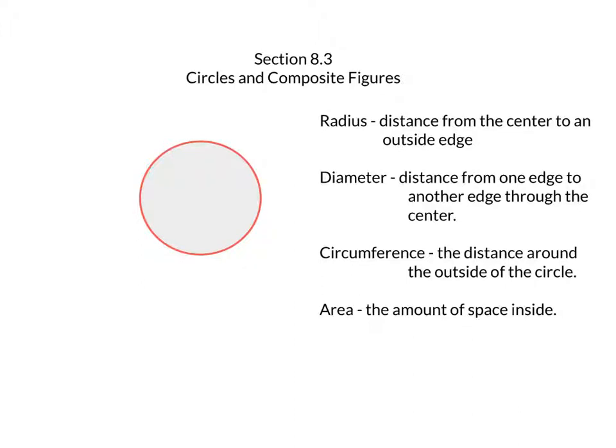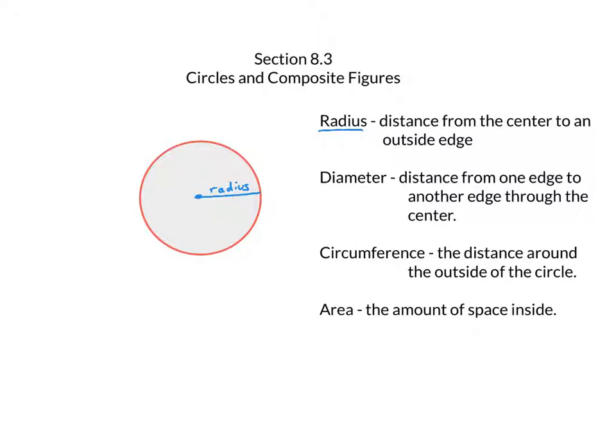So first of all, let's start off talking about the word radius. Radius is the distance from the center to an outside edge. So if the blue dot represents the center, the radius is the distance from the center to an outside edge. So I'm going to label that as the radius.